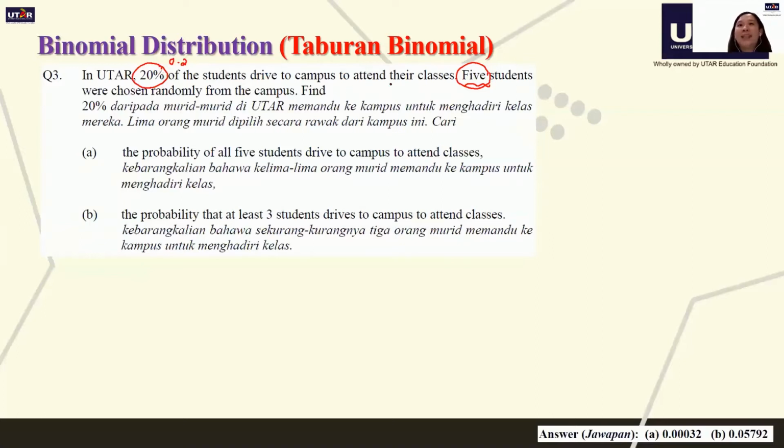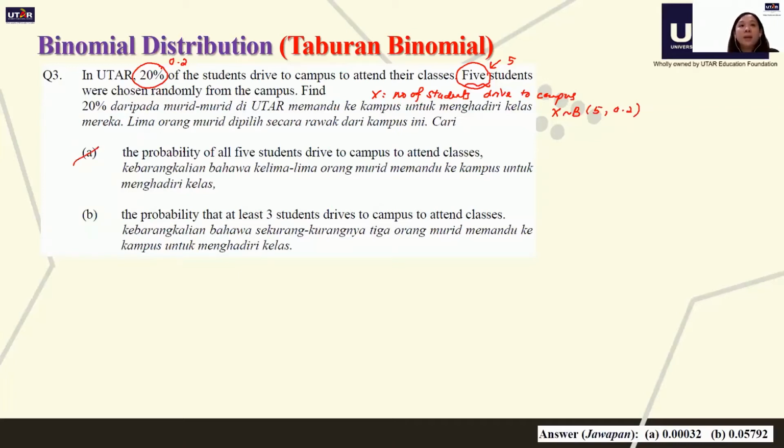One more time, we let the X first. Let X be the number of students who drive to campus. You label down what your X is first, because I'm going to use X for my notations later. So X follows a binomial distribution. The n we have here is 5, which is 5 people, and the probability for those who drive to school is 0.2. Just put it in the normal form like that. And now I'm going to start answering the questions.